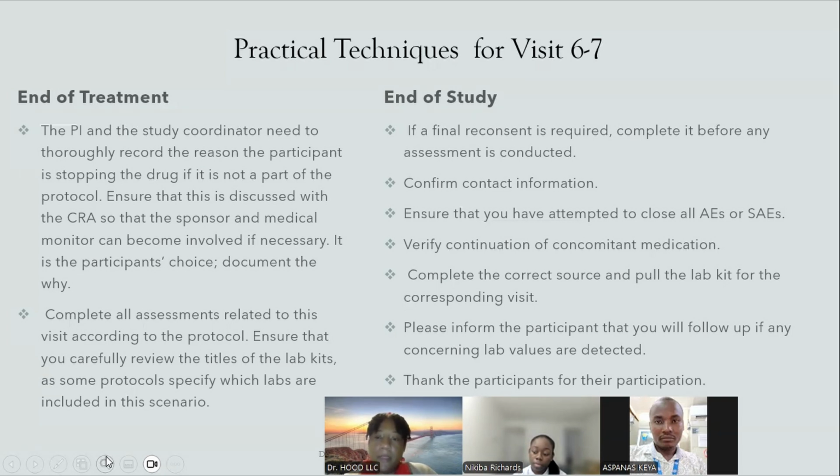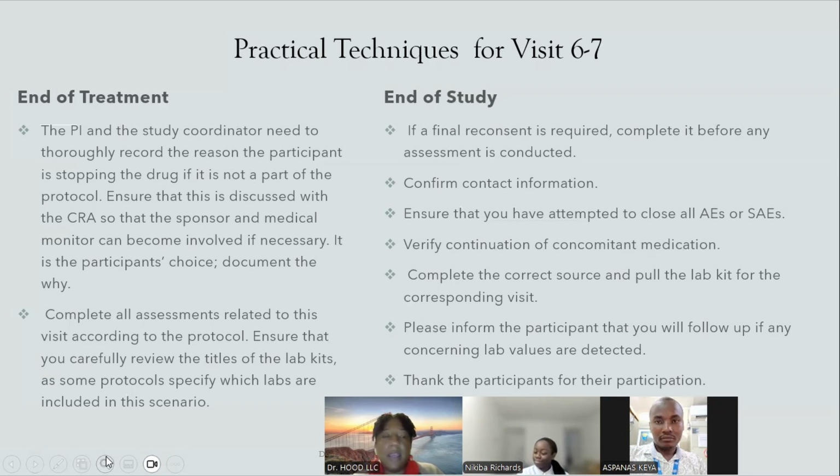We want to verify continuation of concomitant medications. When a person ends a study, they might have stopped some of their background medication or they might have started some. So you just want to attempt to get end dates for their concomitant medication. You also want to attempt to close any AEs. These two things should also be done during the maintenance period. You don't want to wait until the end of the trial to try to close the AE.